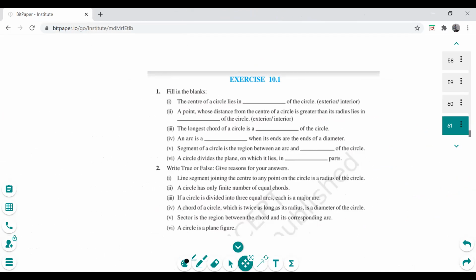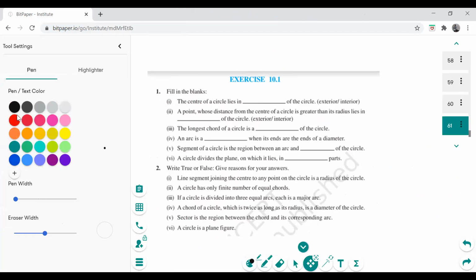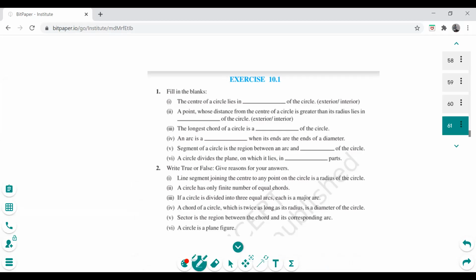Okay, who can tell me the first answer, the first part? Yes, Sambhavi, tell me. Interior. Interior, because center of the circle is obviously in the interior. कितना बच्चों की तरह easy बनाते हैं, right? A point whose distance from the center of a circle is greater than its radius. अभी बताया था. Yes, Weber. Exterior. Good. Exterior.